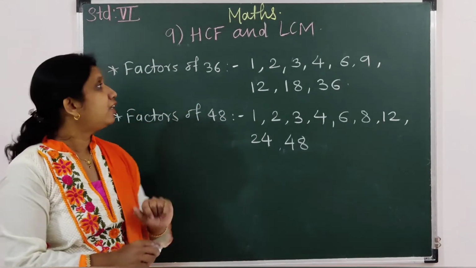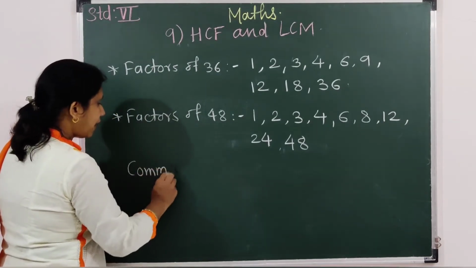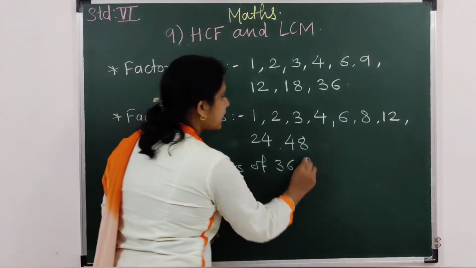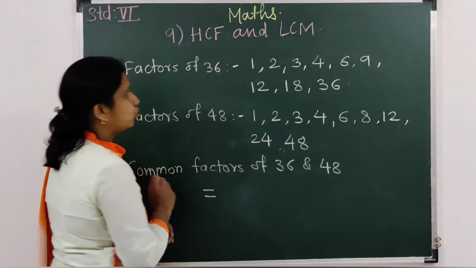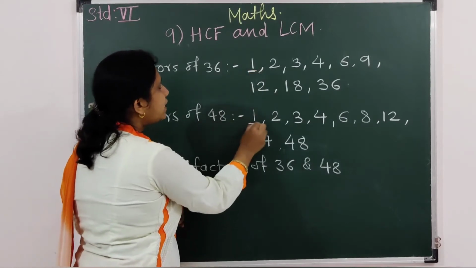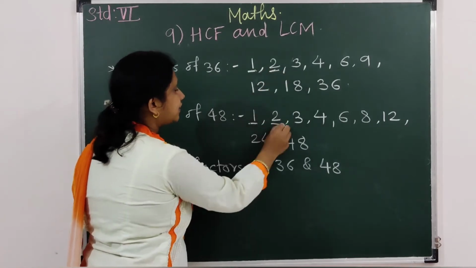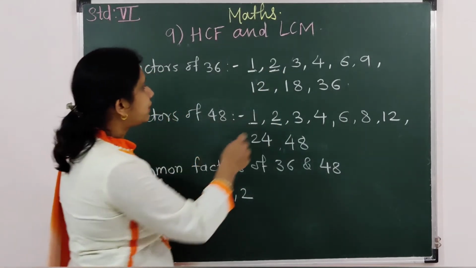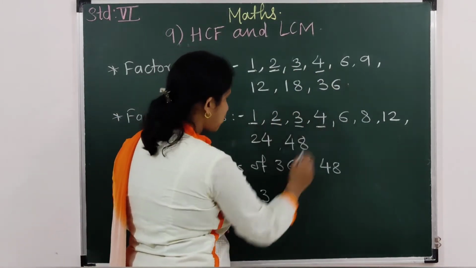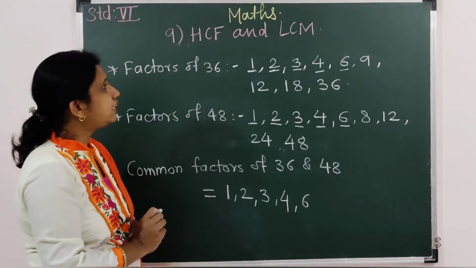Now children, let's write common factors of 36 and 48. So I'll write over here common factors of 36 and 48 is equals to, what we'll have to do? Underline these numbers. 1 is common for both. So write common 1. Then 2, underline the digits. 2 is common for both the numbers. Then yes, 3 is common for both the numbers. 4, yes, 4 is common for both the numbers. Then 6, yes, 6 is common again for 36 and 48.